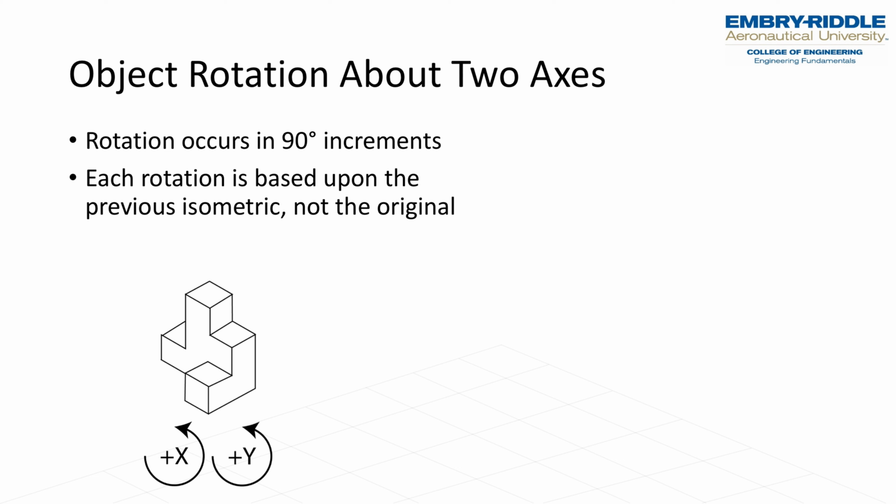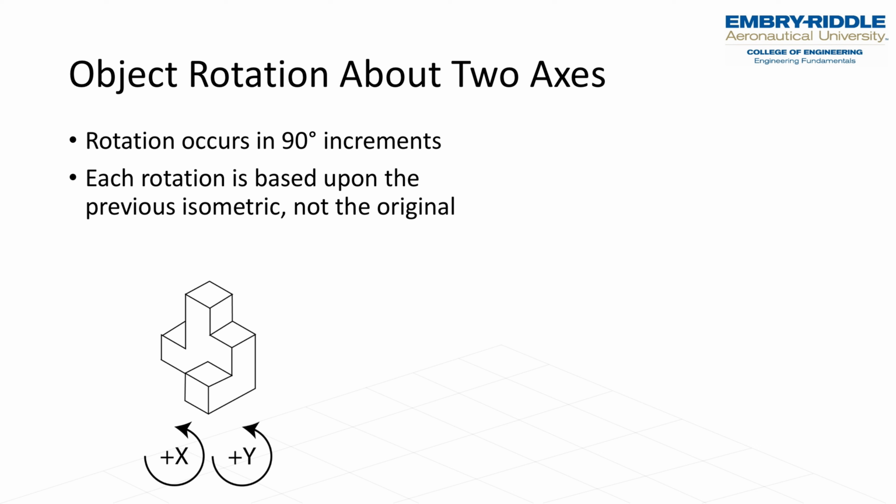In multiple axis rotations, each subsequent rotation is based off of the previous object and not the original object. Now, your first rotation is going to be based on the original object, but your second rotation is going to be based on the isometric of the first rotation and not the original object. So suppose you have an object like the one shown below.